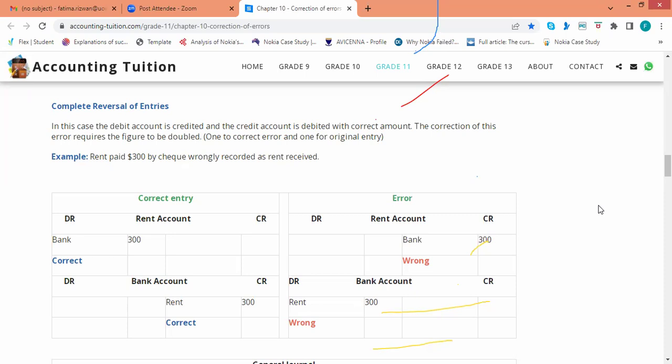The problem is, what is the problem? The problem is that we were paying an expense. We were paying a rent, but wrongly we have perceived it as rent received instead of rent paid. So just please note down, leave this, don't look at the correct entry or error entry or anything else. Just tell me, if you pay a rent by check, what is your transaction? What is your journal entry? Simple.